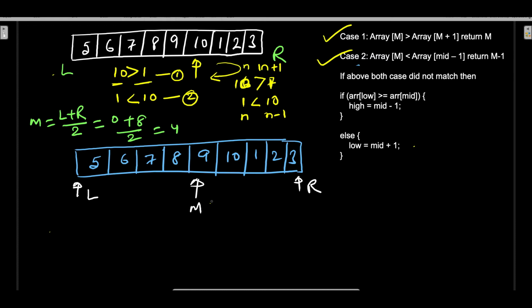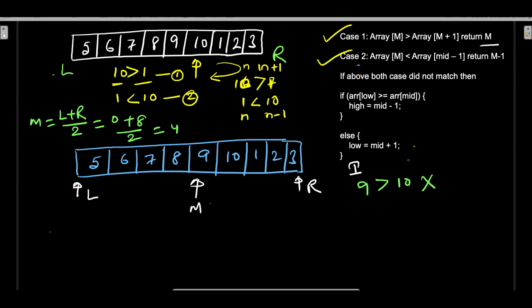Now go and check the case number 1. If we go with the example, it says that if the array of middle is greater than array of middle plus 1. So in the first iteration, if I write, is 9 greater than 10, right? This is not, right? This condition did not get fulfilled. So cross mark, right? Now this is the first iteration.